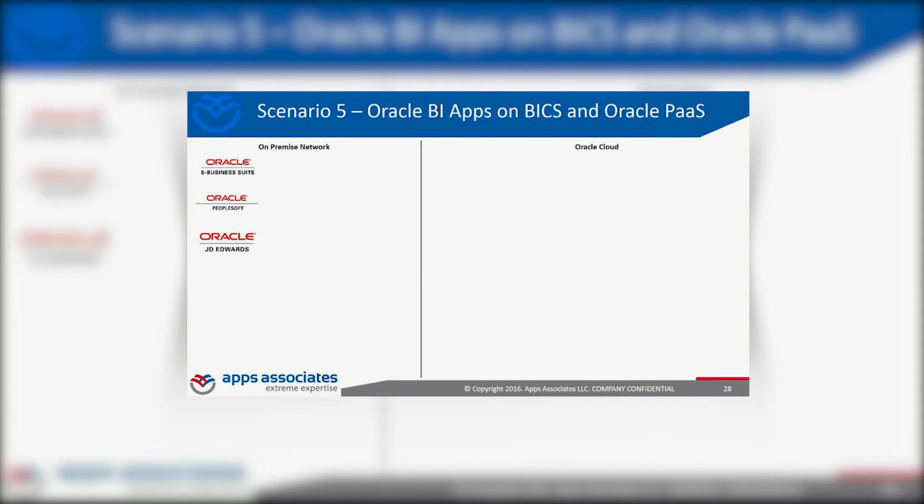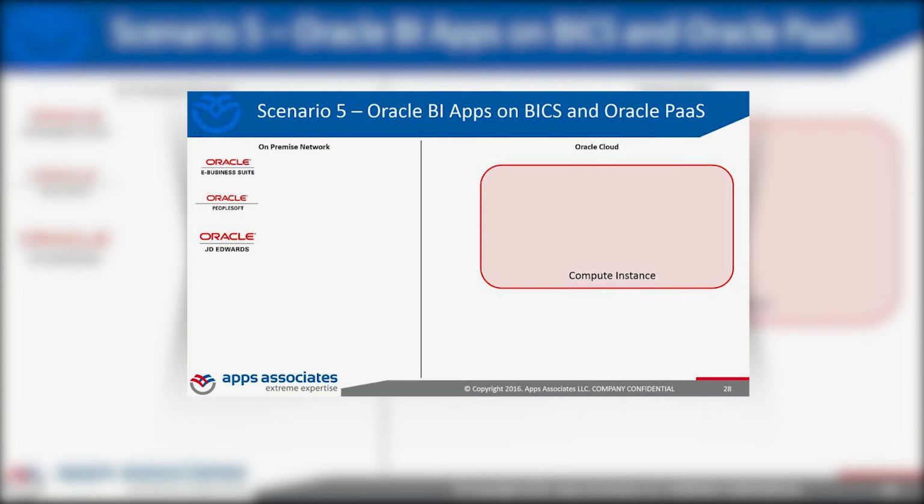So I'll start off with our on-prem systems: E-Business Suite, PeopleSoft, JD Edwards. Oracle's going to give you a compute instance, or frankly more than one if you so desire. And on that compute instance, you're going to have all the components of the on-prem BI application. I'm just going to list some of them here.